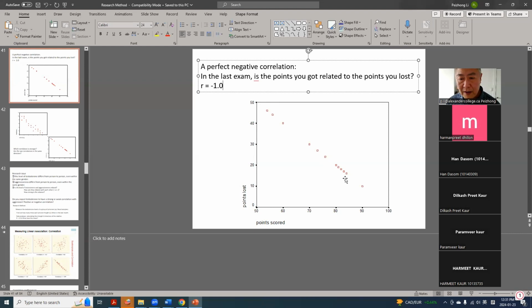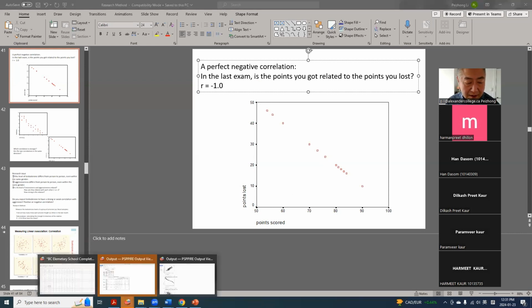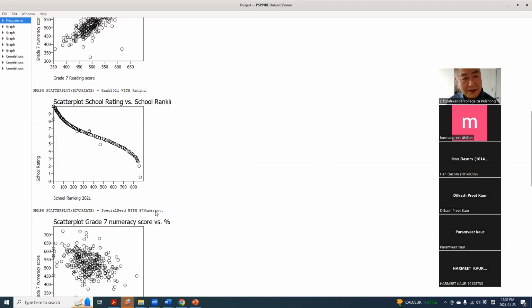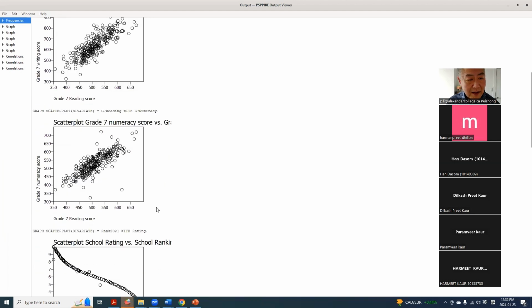That would be the strongest negative correlation. In this case, we almost have the strongest negative correlation. It's close, almost there. And then how about this one? This one's going to be kind of a strong positive correlation: grade 7 reading and grade 7 numeracy.